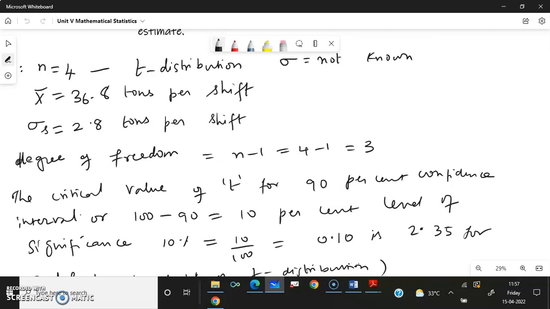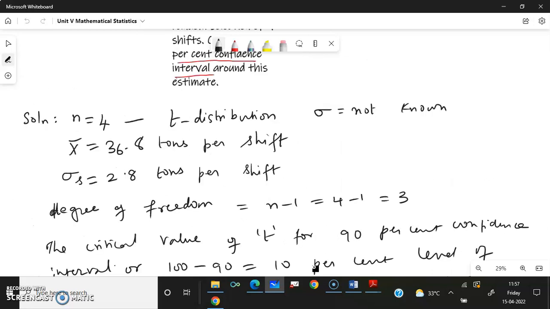So what is given? The foreman of ABC Mining Company has estimated the average quantity of iron ore extracted to be 36.8 tons per shift. The sample standard deviation is 2.8 tons per shift, based upon the random selection of 4 shifts. They have taken the sample size as 4. Construct a 90% confidence interval around this estimate.